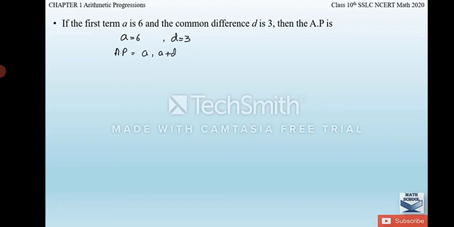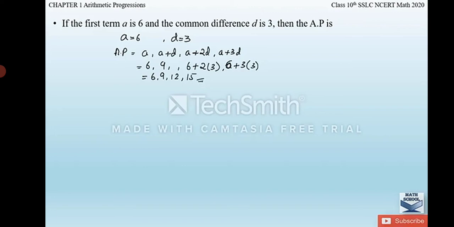The general form of an AP is A, A plus D, A plus 2D, A plus 3D. Here A is 6. So A plus D, 6 plus 3, is 9. Then A plus 2D, 6 plus 2 into 3, is 6 plus 6, which is 12. Then A plus 3D, 6 plus 3 into 3, is 6 plus 9, which is 15. So here is the AP: 6, 9, 12, 15.